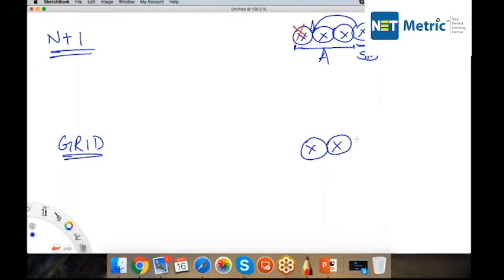So what is N plus 1? Let us say I have four power supply units on my device. N plus 1 is where any three power supplies are made active. They are continuously supplying power. The other one is in standby mode. This is what is N plus 1.